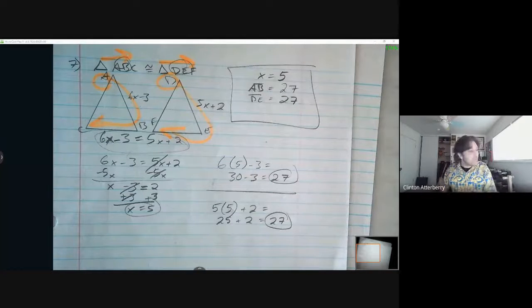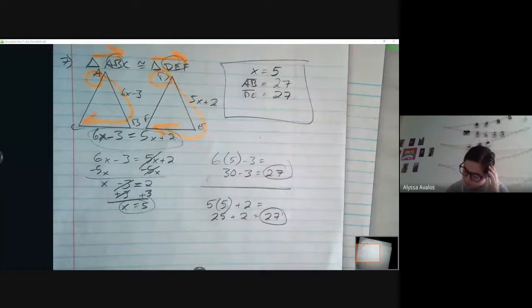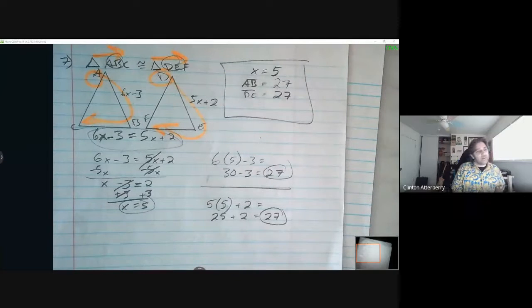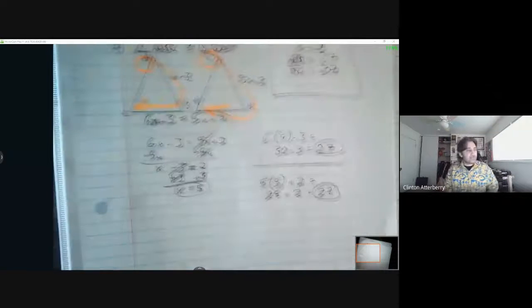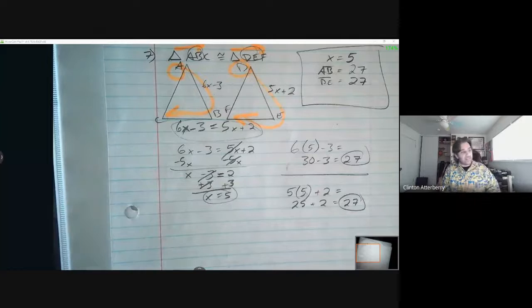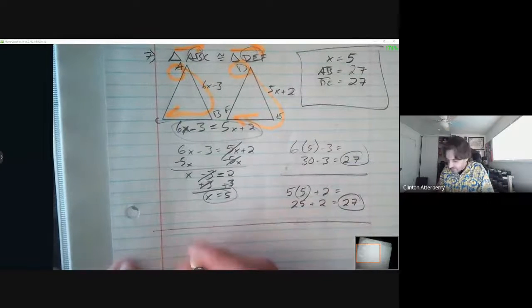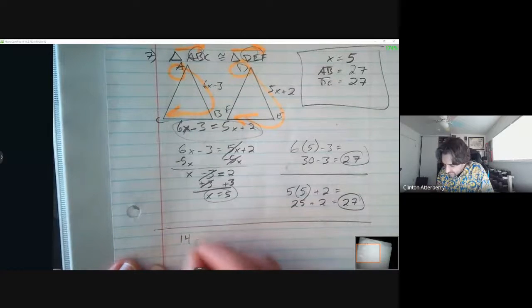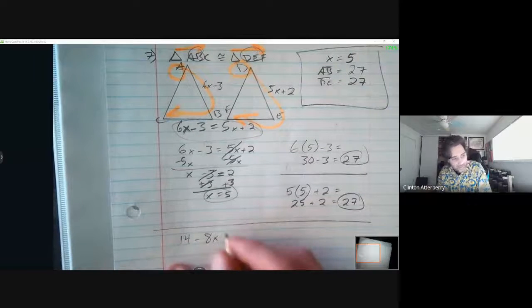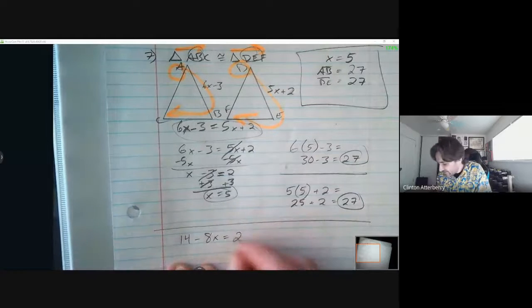Alyssa? No. Does yours have 14 minus 8x equals 20? You're on number 8? Yeah, I thought you were on 7. Okay, so yours says 14 minus 8x. Oh, this is probably why it's difficult. I know exactly why. So yours says 14 minus 8x, and that equals, I'm assuming, 20 minus 7x, correct?